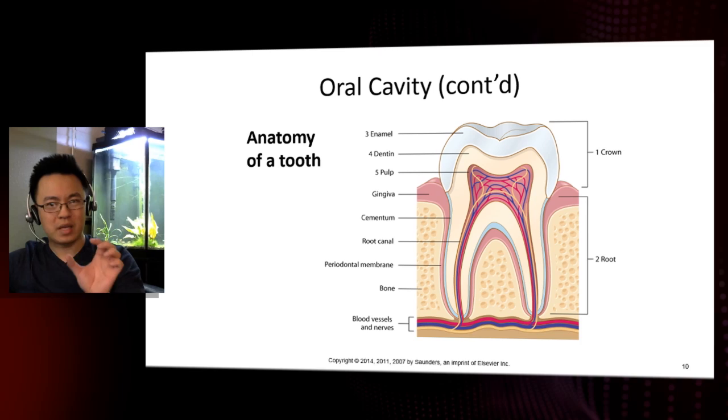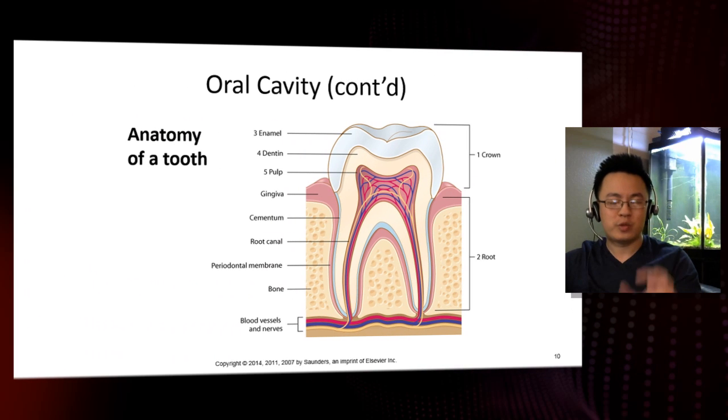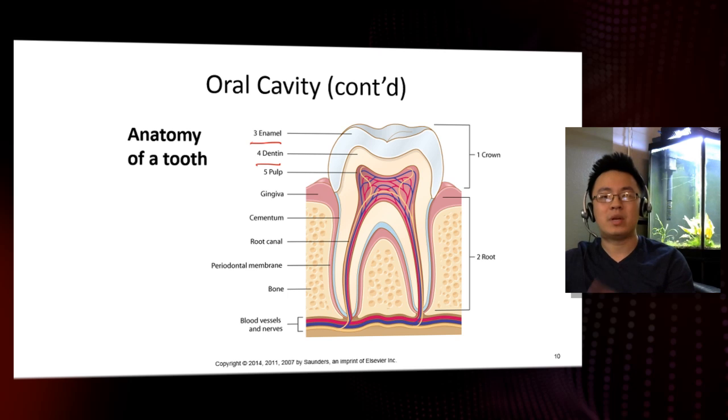Let's go ahead and take a look at the teeth. The main tissues responsible for mechanically breaking down your foods, from a big cookie, say, to this bolus or this mass of food, that would be your teeth. And let's go ahead and take a look at the anatomy of the teeth. We definitely have the enamel. The enamel is this outer covering that protects the dentin layer.